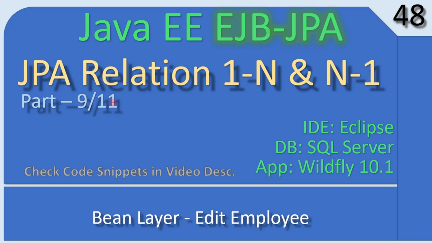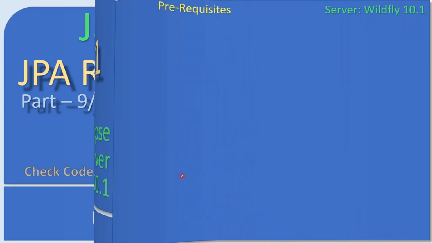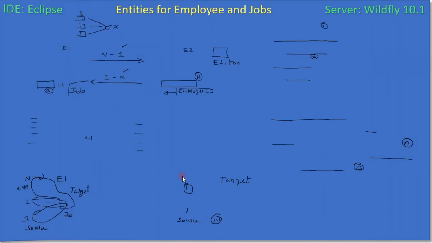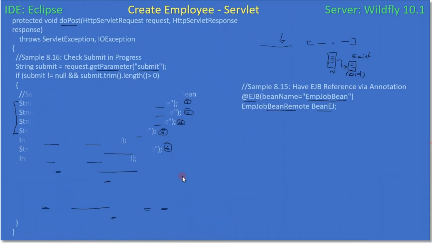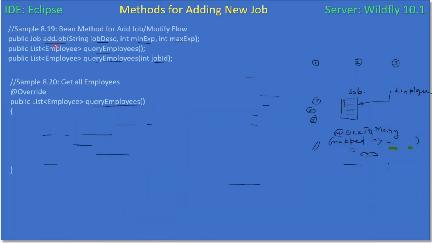Now you are watching part 9 of the subseries JPA entity relation, one-to-many and many-to-one. Here we are going to modify our bean layer to add further functionality. These are all the review of what we created previously. You can look at this sequence number and how we generated our code and proceeding with this subseries.